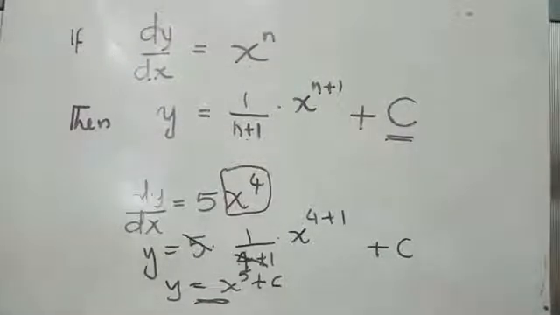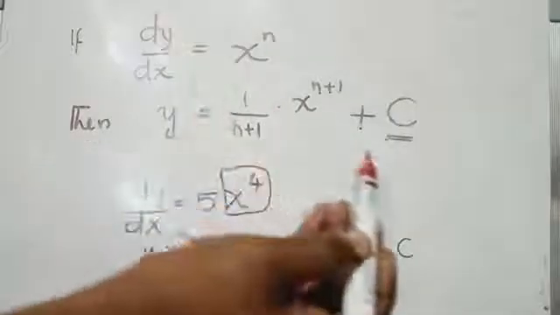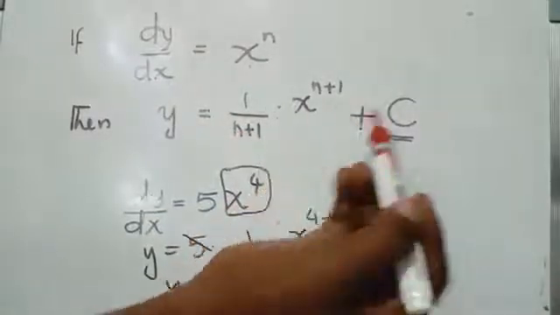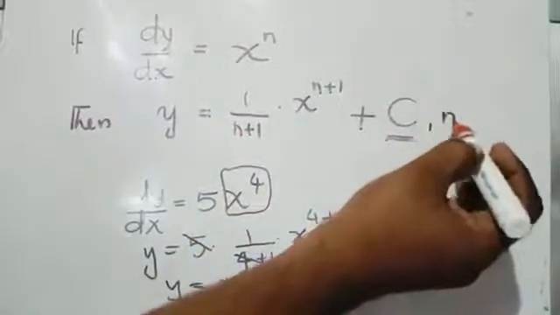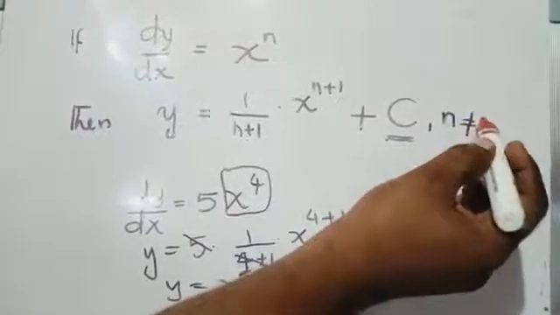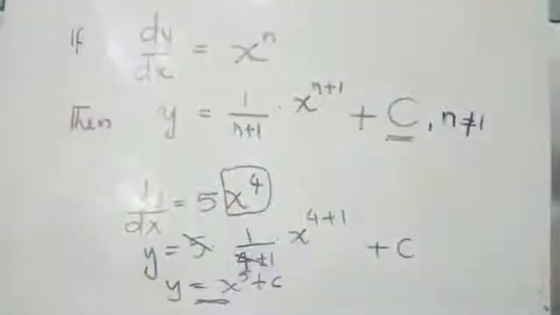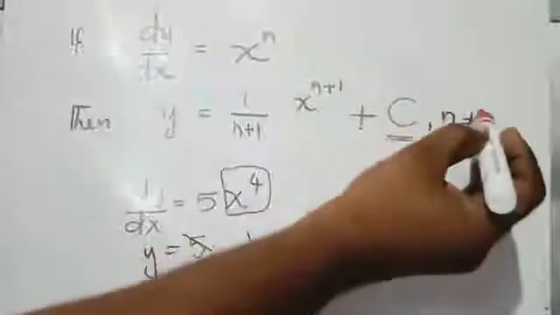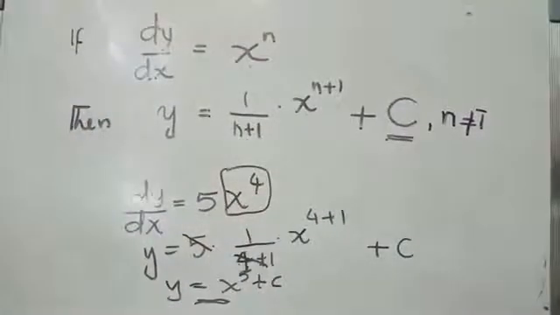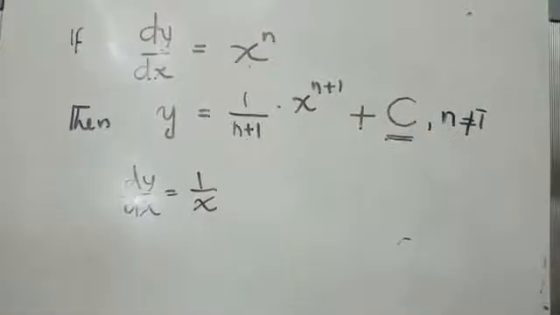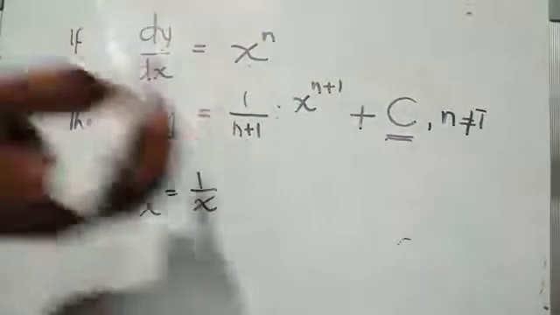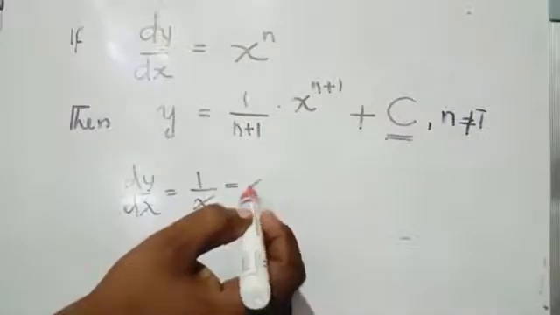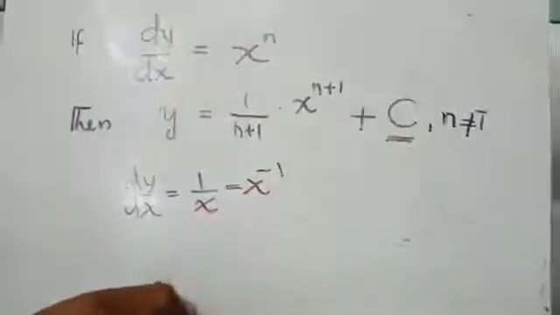And another thing, when we use this integration, the value of n should not be minus 1. For example, you got dy by dx as 1 by x. We want to find the value of y. So 1 by x is x raised to minus 1.